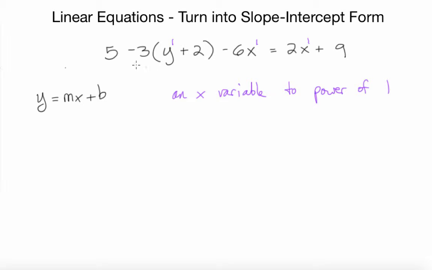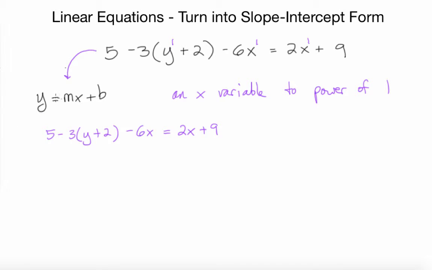So what we're going to do is take all this and say, well, how do I turn all that into something like this? This is much more usable and friendly to work with, both in terms of graphing, working with equations, all that kind of stuff. All right, so let's take a look at that. We're going to rewrite this problem out and talk about how we turn it into slope-intercept form. So we got 5 minus 3 times y plus 2, minus 6x is equal to 2x plus 9.